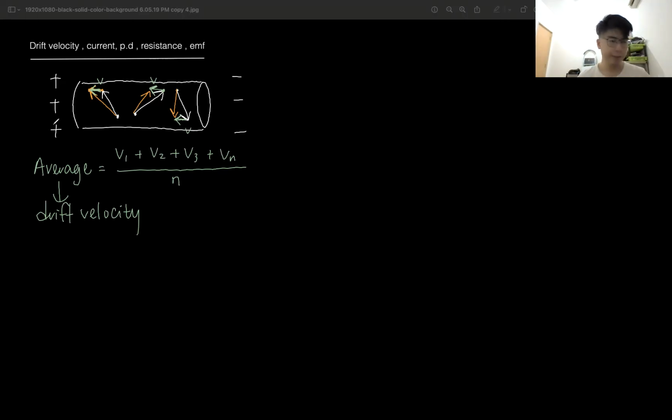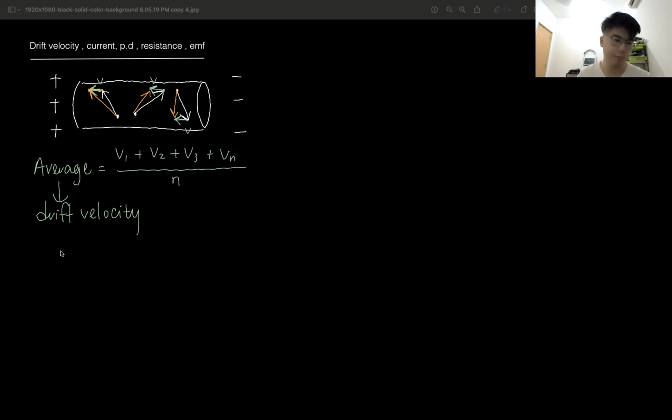Now we want to know the relation of the drift velocity with the current. What is the relation between this and the current? Because in physics, it's all about measurement. Everything that we define, we need to be able to measure it. So that means we need a formula relating the drift velocity with the current. Okay, let's start with this.